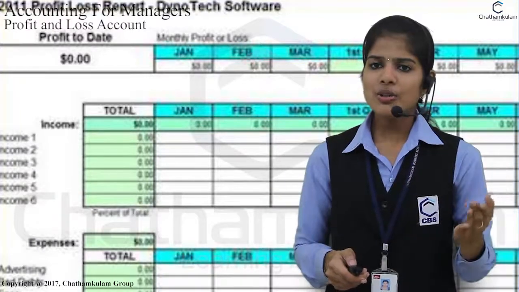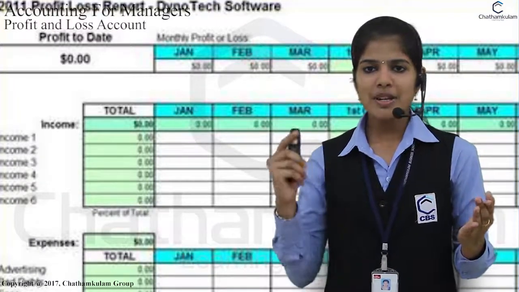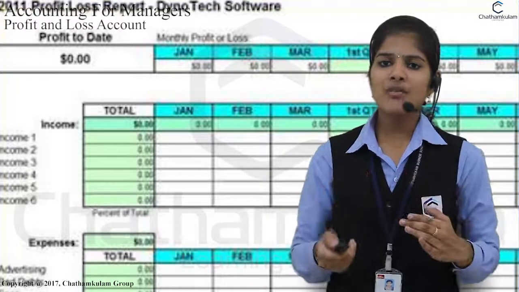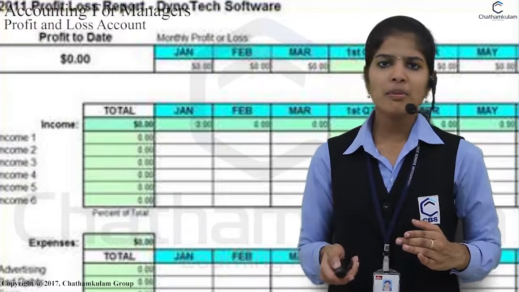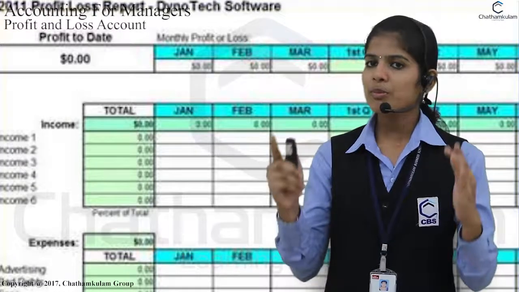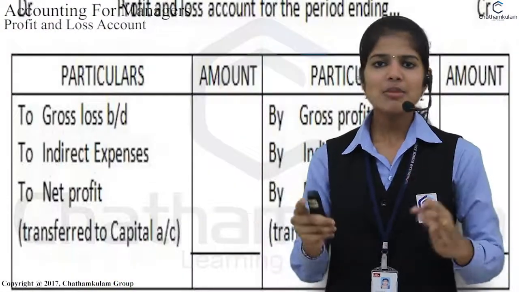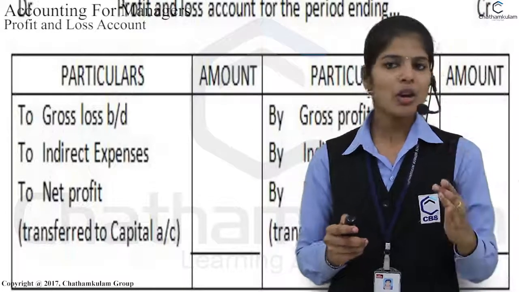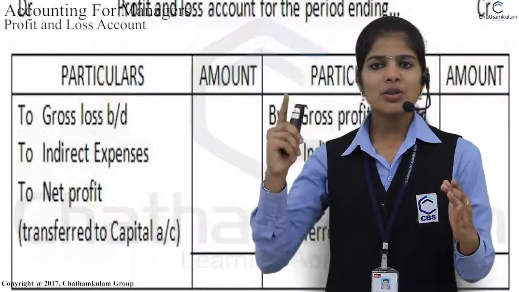The profit and loss account considers all such expenses and incomes and gives the net profit made or loss suffered by the business during a particular period. There should be a particular format for the profit and loss account. Similar to the debit and credit sides, on the debit side there should be a particulars and amount column. On the credit side there should also be a particulars and amount column.